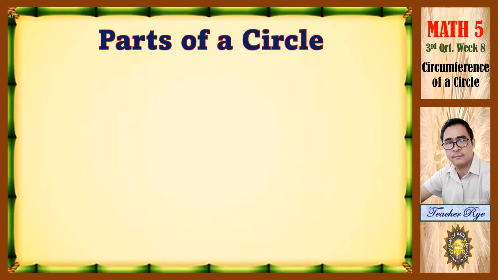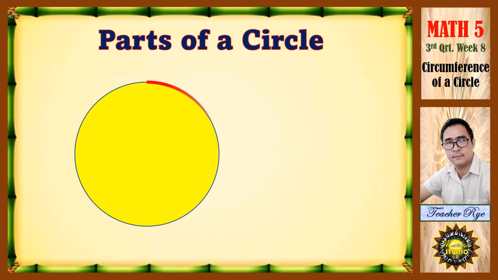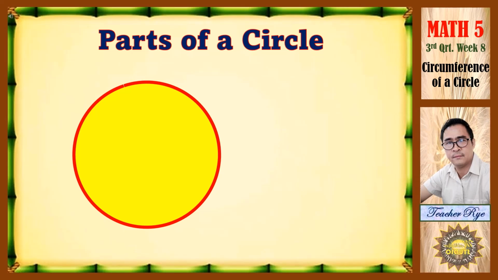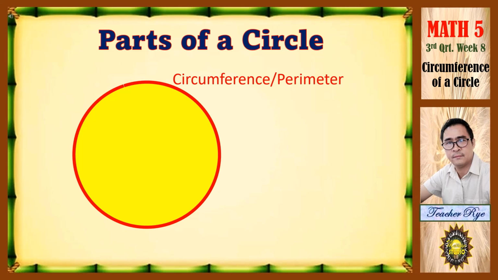Okay, bago niyan, balikan natin ang mga parts ng circle. Ano-ano nga ba yung mga parts ng circle? Ito yung mga pinaka-basic na parts. Yung red na umikot sa ating circle, yan ay tinatawag nating circumference or pwede rin siyang tawaging perimeter of a circle. Ano nga bang ibig sabihin ng circumference? This is the distance around the circle. Kung nakikita nyo yung red, yun ang ating circumference.